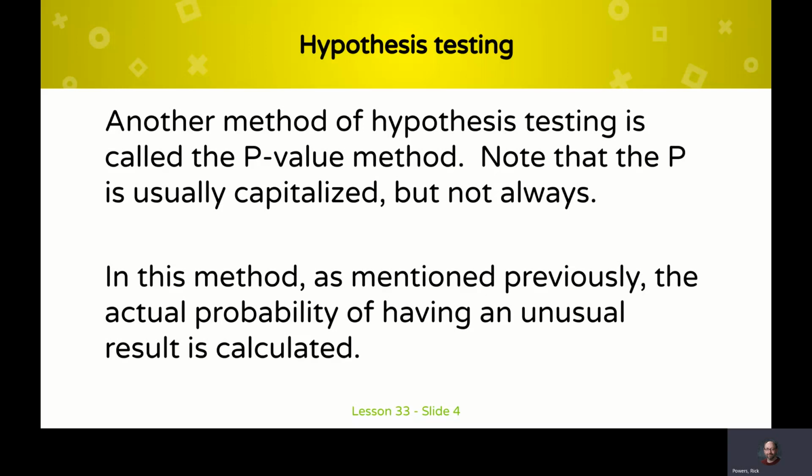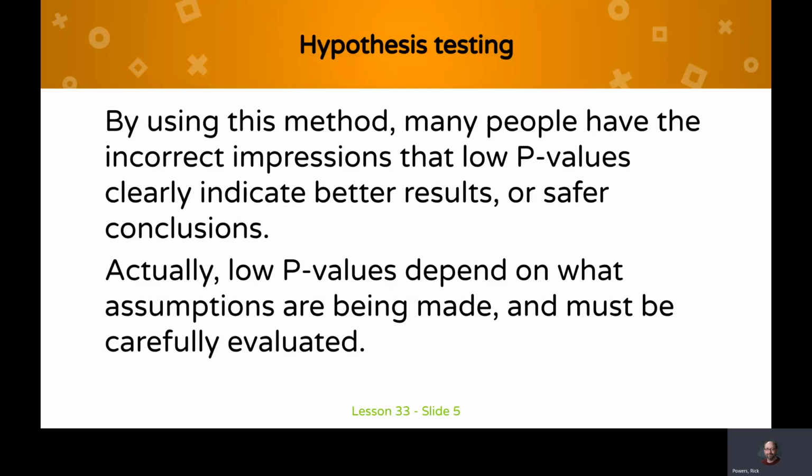In this method, as mentioned previously, the actual probability of having an unusual result is calculated. By using this method, many people have the incorrect impressions that low p-values clearly indicate better results or safer conclusions. Actually, low p-values depend on what assumptions are being made and must be carefully evaluated.